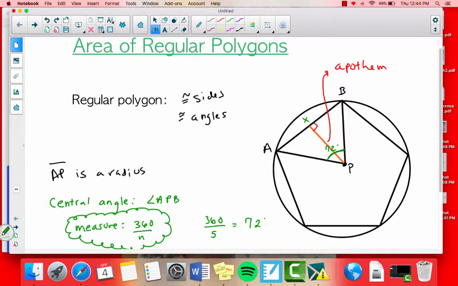Later we're going to show you how we can use this measure to use some trig in order to find some missing side lengths. So very key measurement there that you want to make sure you know how to find. And if you have any questions about that, please let me know.